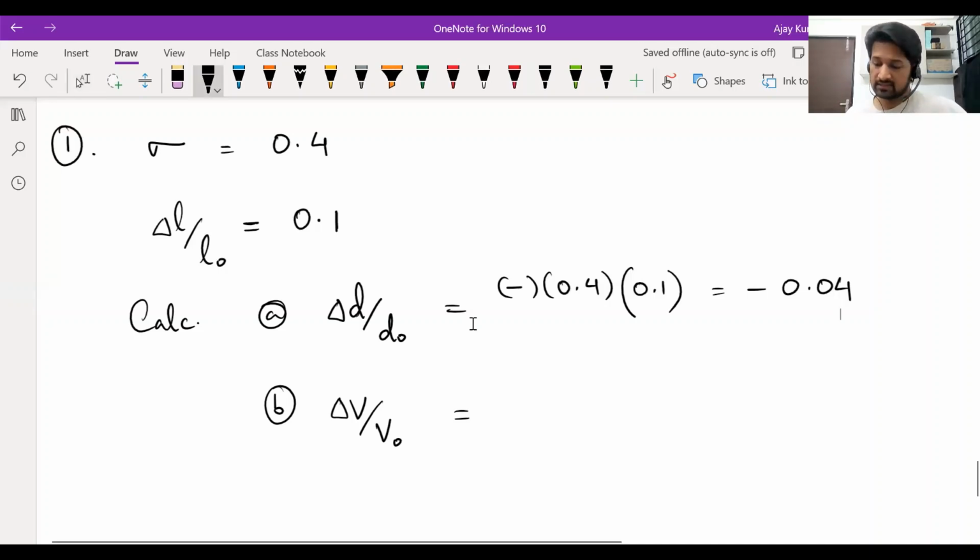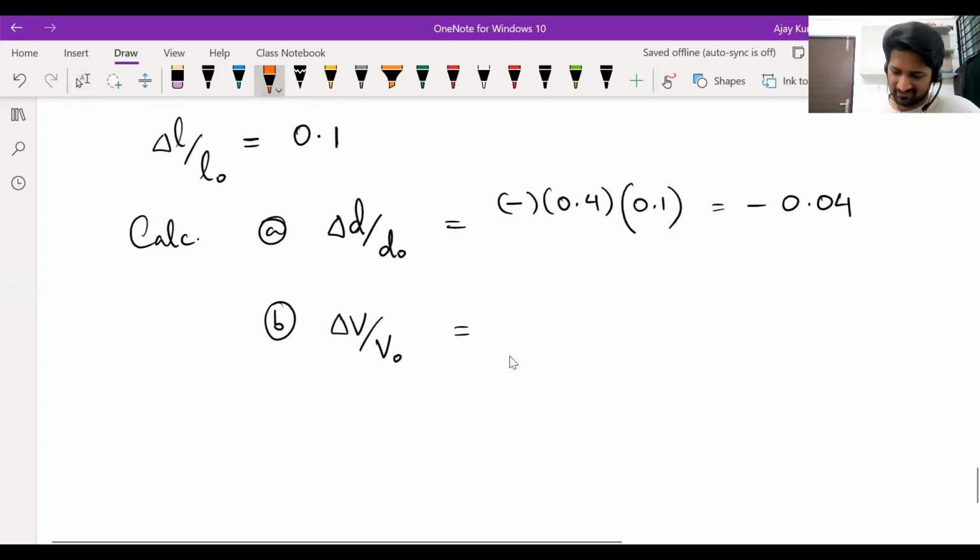Okay. Next is the relative change in volume. What is the shape that we are considering? Cylinder. One of you tell me, how do we express the volume of a cylinder? You can tell in terms of radius and length, area of cross section and length, diameter and length, any one of them. Sir, volume is pi r square into length.